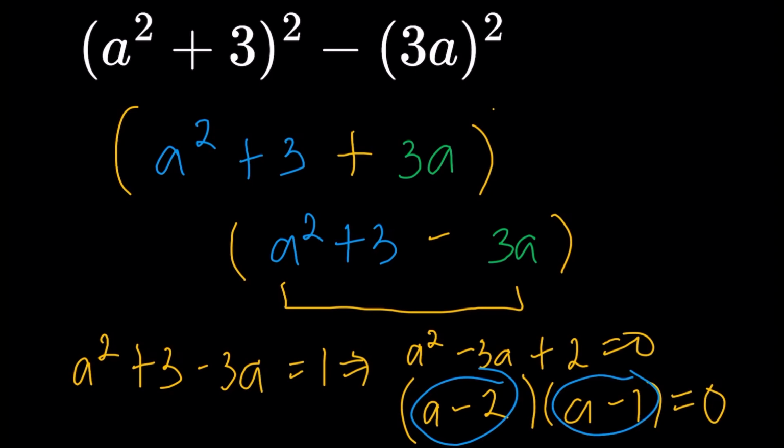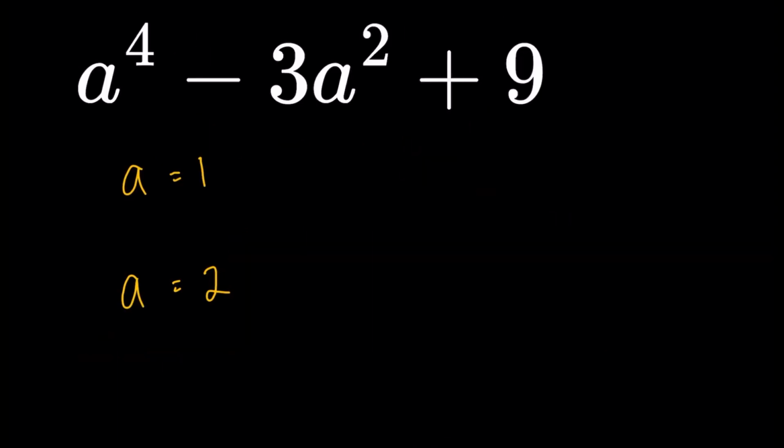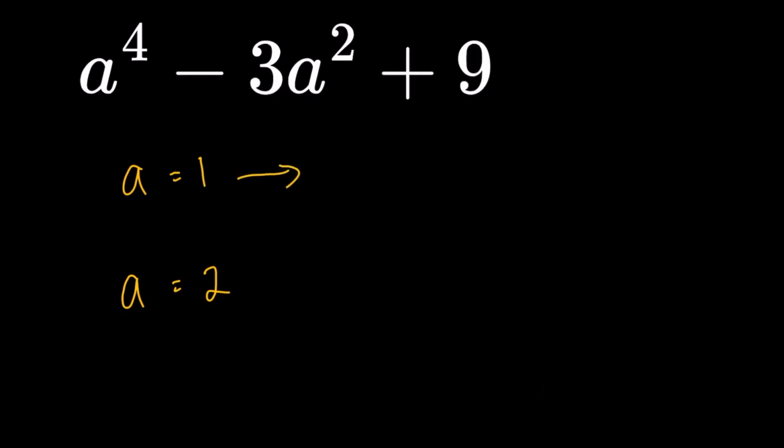Now, yes, we have two values for a, but we only considered that one of the factors must be 1. We haven't really made sure that the given expression is going to be a prime number. But let's check things here. If a equals 1, 1 to the fourth is 1, 3a squared becomes 3, so minus 3, then plus 9. That gives us 7, and 7 is a prime number. So there we go, a equals 1 is possible.